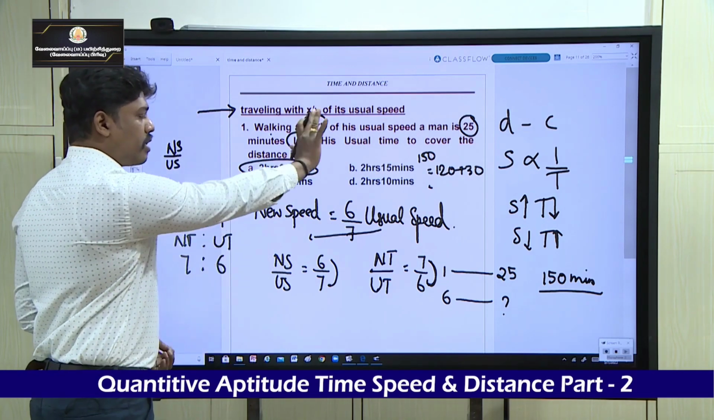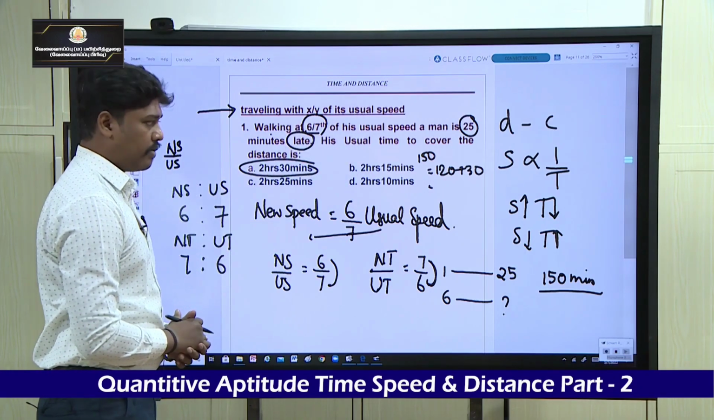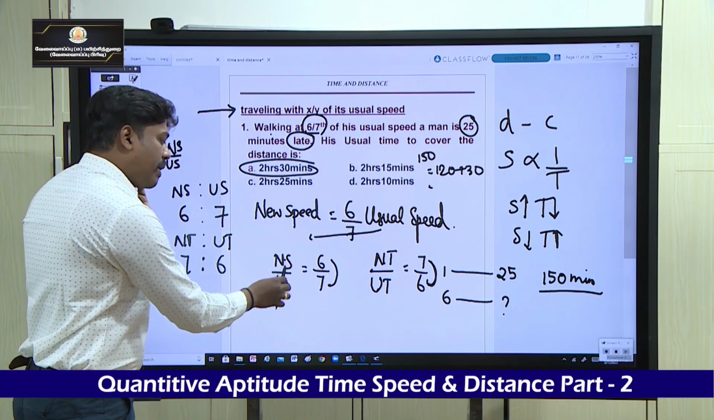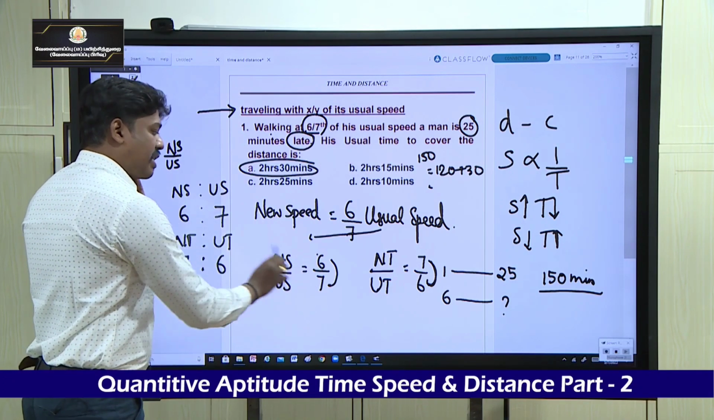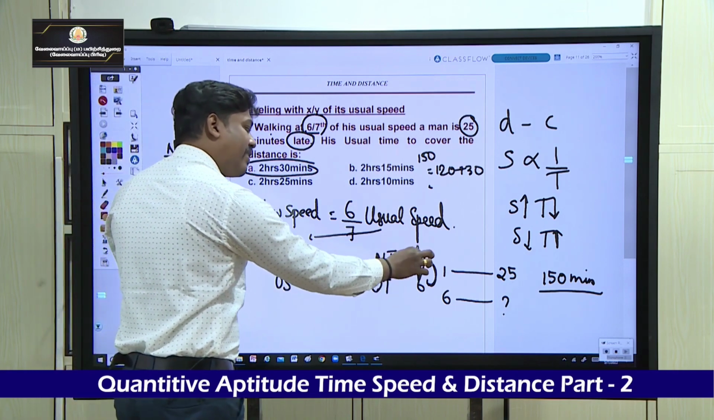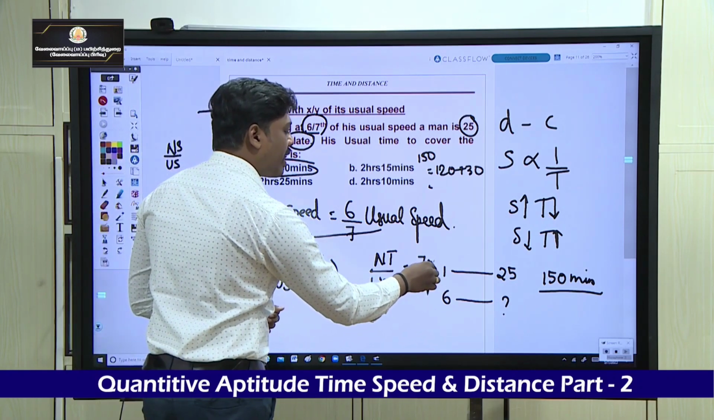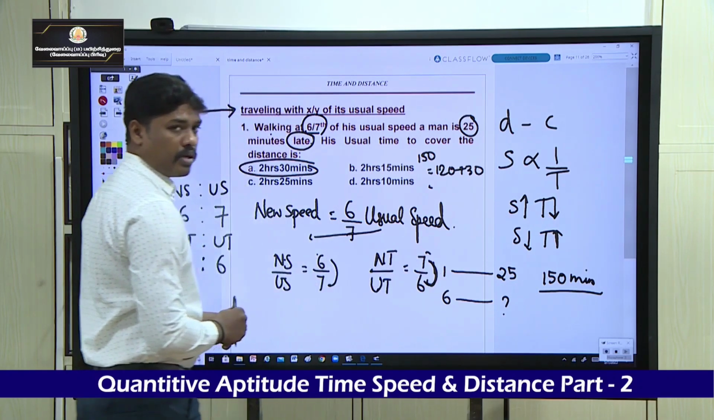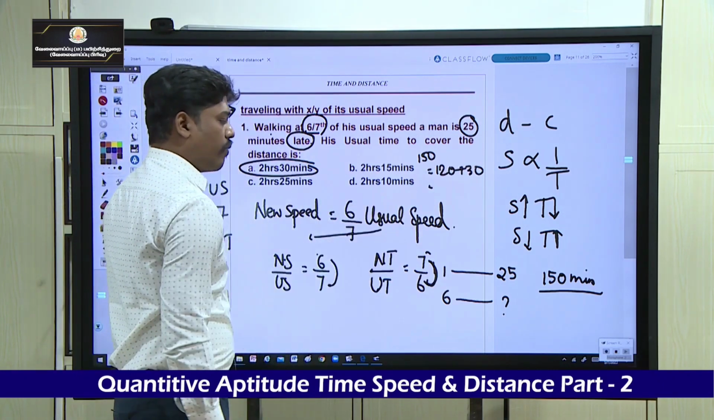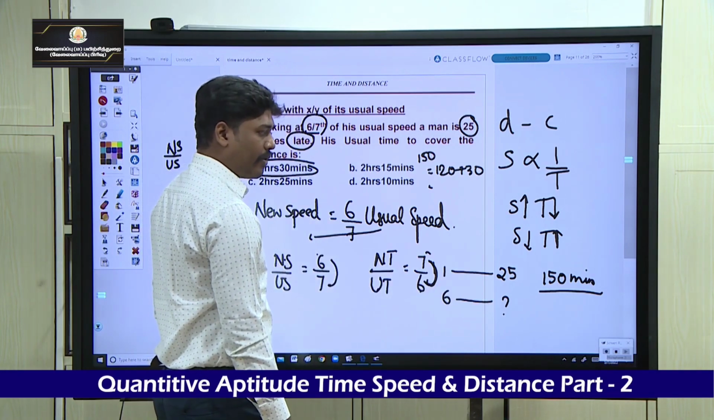They have not mentioned about distance. So speed is inversely proportional to time taken. Okay. So look at the speed here. New speed by usual speed, which is 6:7. So what would be the time? New time to usual time would be 7:6. So here when comparing to usual time, which is 1 part later, 1 part late. So 1 part is 25 minutes. What about usual time? 6 parts would be what? 6 into 25, 150 minutes.